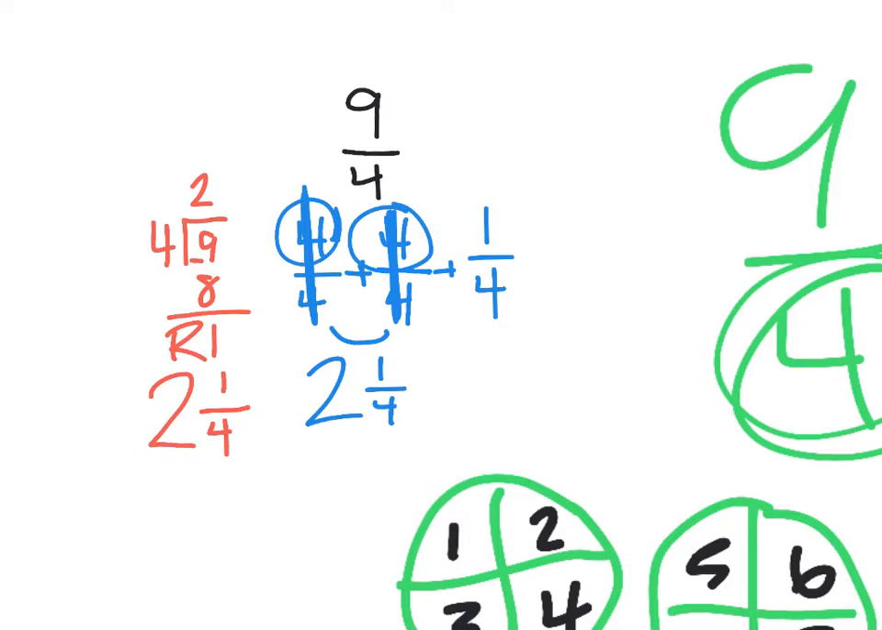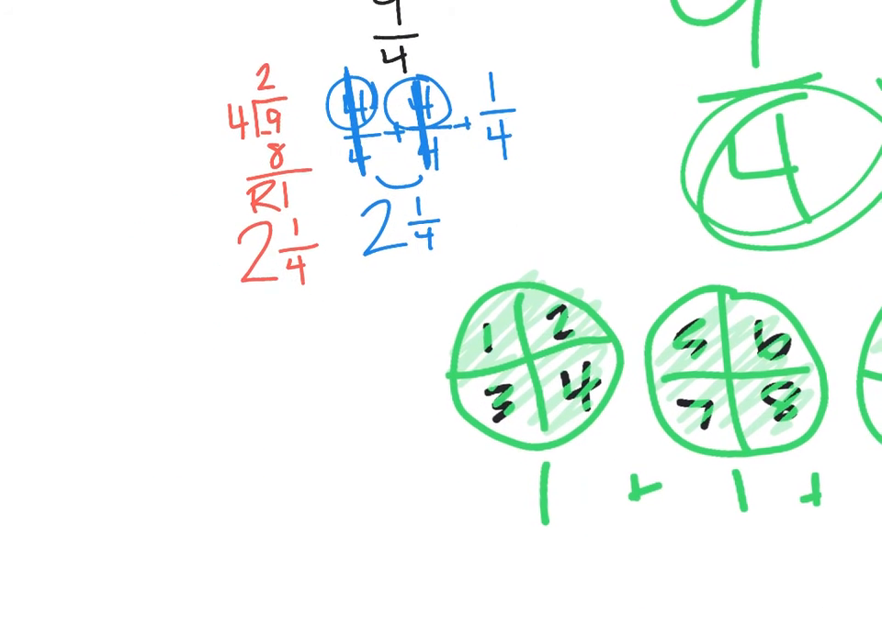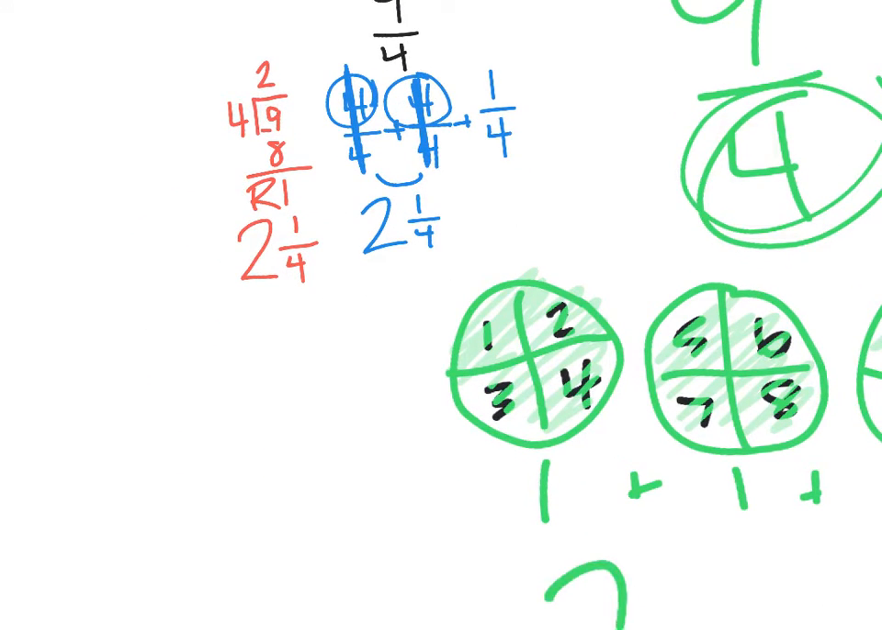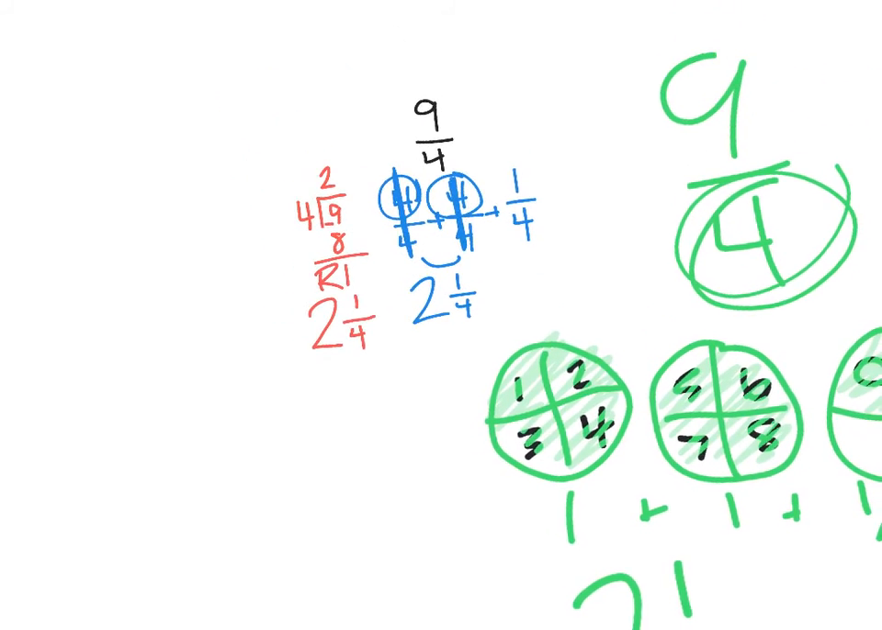I'm going to look, how many full circles did I complete? So I completed my 1 here. That's a full circle. My 2 here. So that's 2 wholes and 1 out of 4. So this becomes 1, 1, and then this is 1/4. And I add them together. 1 plus 1 gets me 2 plus 1/4. And that will get me 2 1/4.